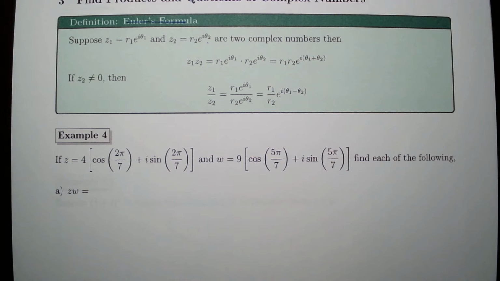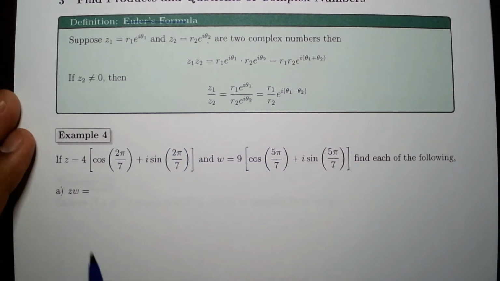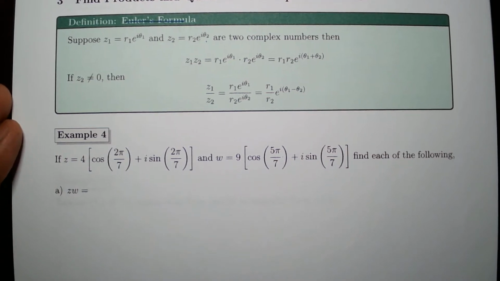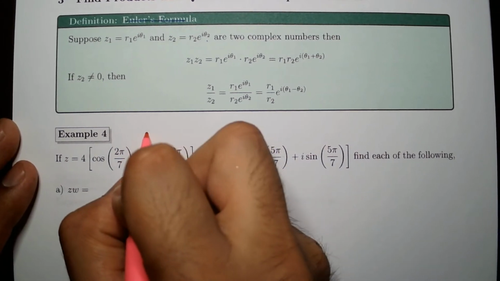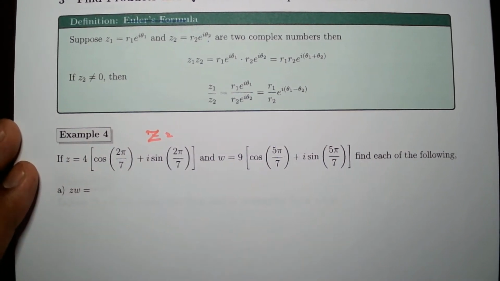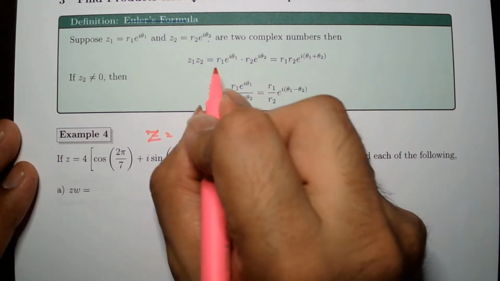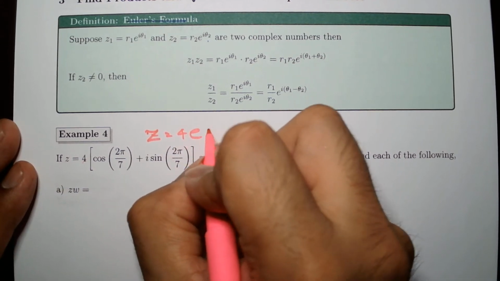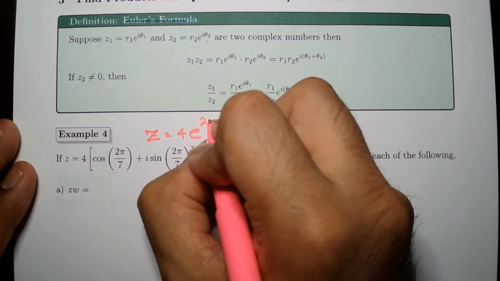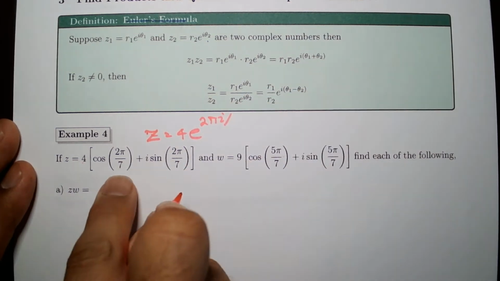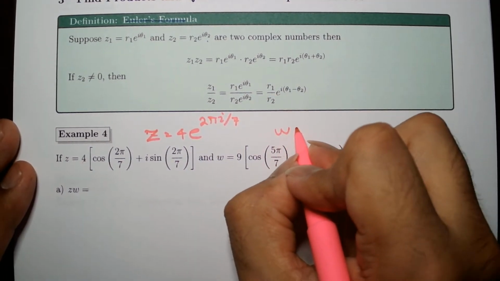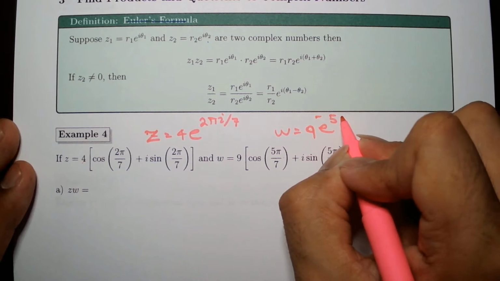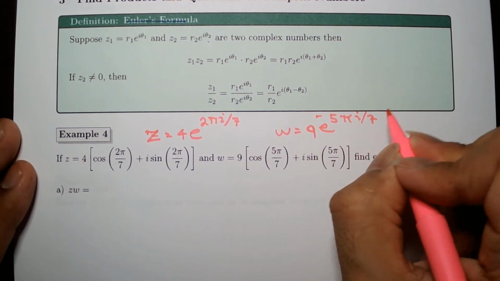So what is it that we have to do? Well, we are going to multiply ZW. But first of all, let's express Z using exponential form, and in this case that's the radius R1, which is 4, e to the 2 pi i over 7, and W, that's going to be 9 e to the 5 pi i over 7.